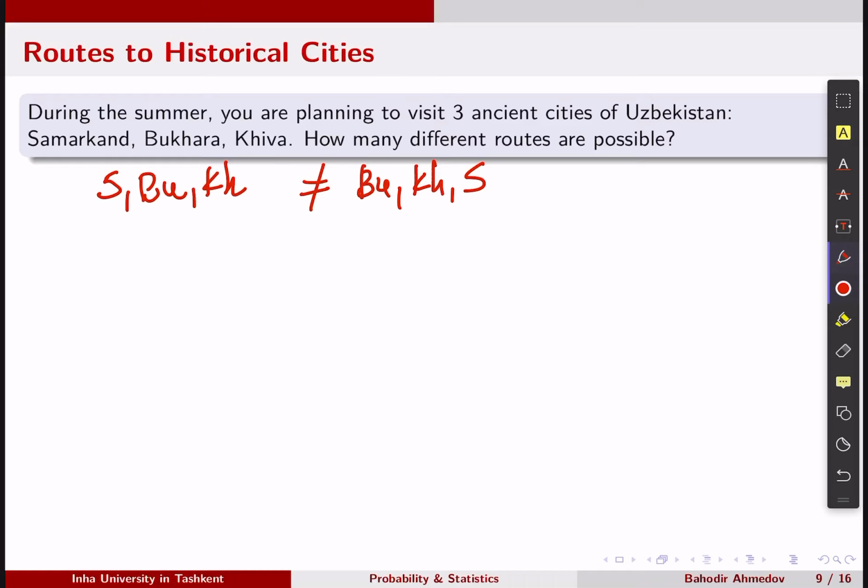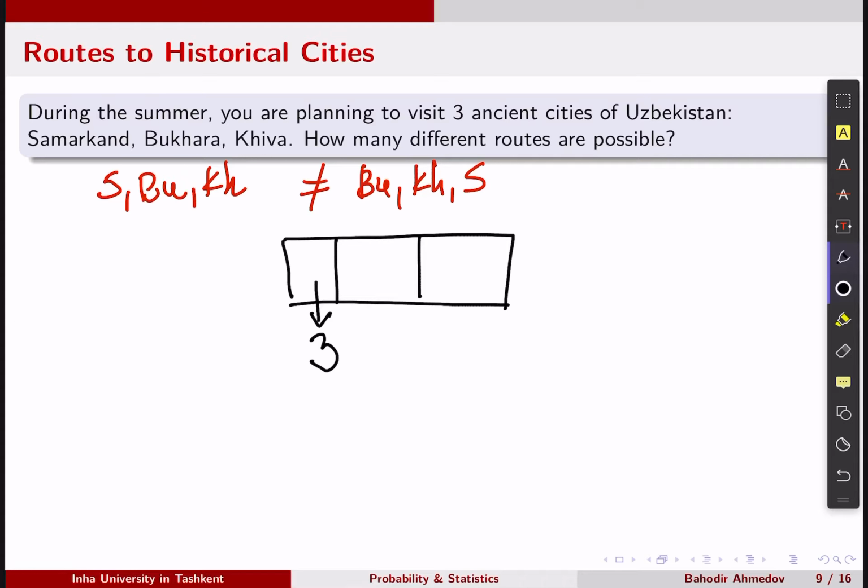In order to do this, again, we are going to make the boxes. So how many different boxes do we need now? We need to choose the routines of the 3 cities, so that is why we have to make 3 boxes. In the first place, you need to choose a city where you would like to go first. So how many different cities can you choose to go first? You can go either to Samarkand, or to Bukhara, or to Khiva first. So there are 3 different cases in the first place.